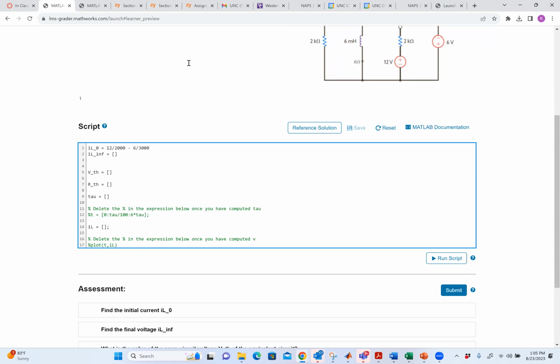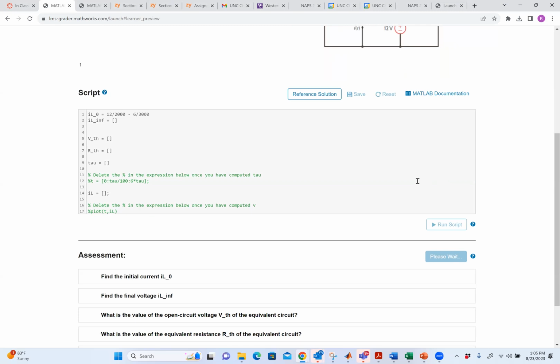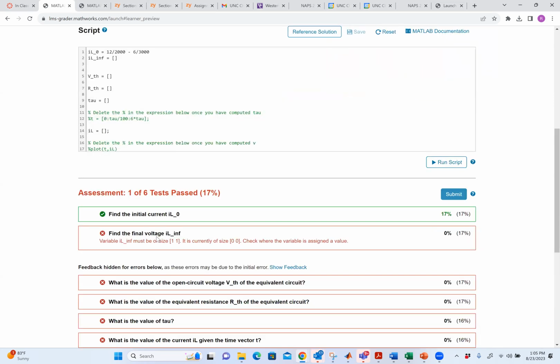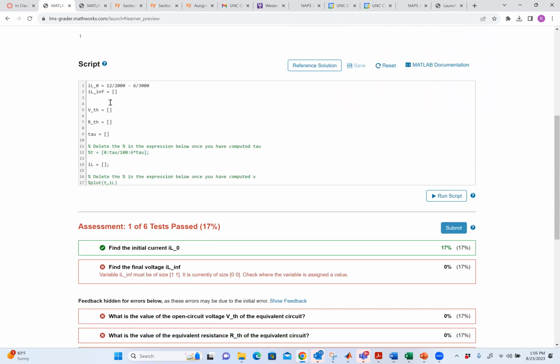Now I could enter in everything here if I wanted to, but I don't want to. What I can do is I can hit submit. And if I hit submit, what it should tell me is that I was right for the first question and wrong for everything else, which it did. So it told me I was right for the first one. It told me I was wrong for everything else because I didn't put anything else in.